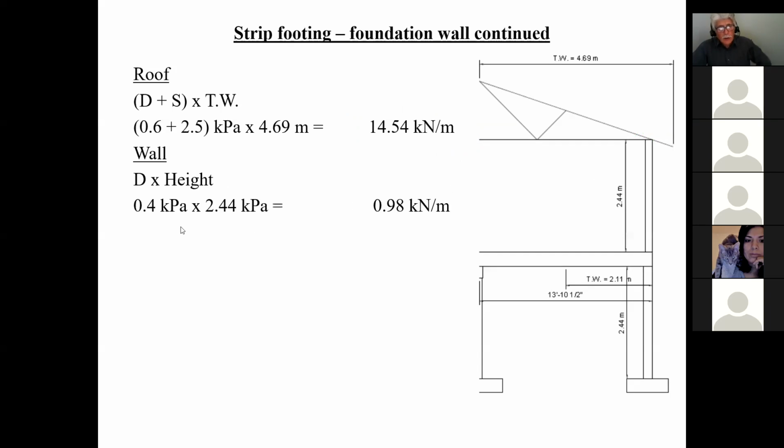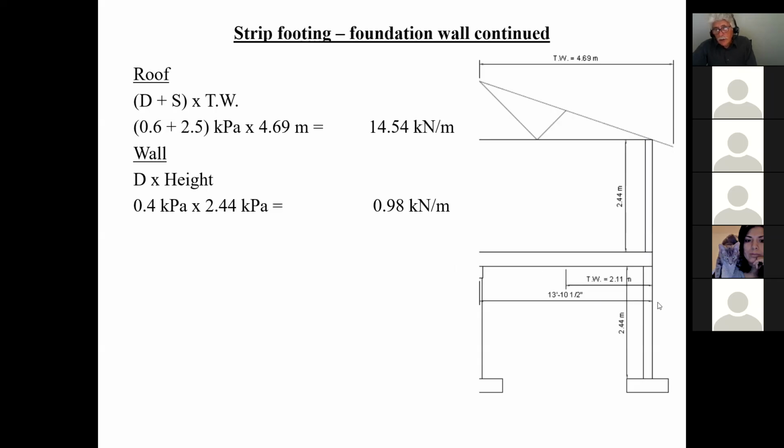Of course, 0.4 kPa is what we calculated as the weight of the wall. We multiply that by the height of 2.44 meters, an 8-foot wall, and that gives me 0.98 kilonewtons per meter. Now, here you've got to be careful.